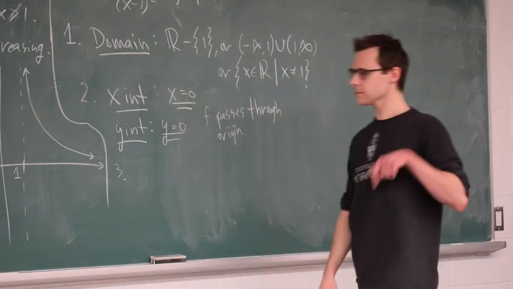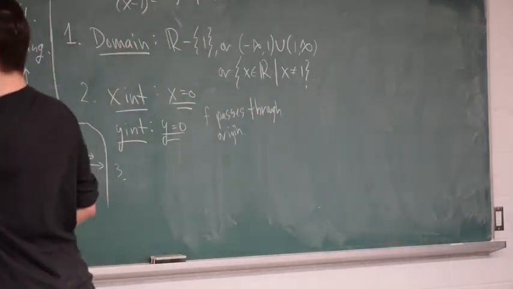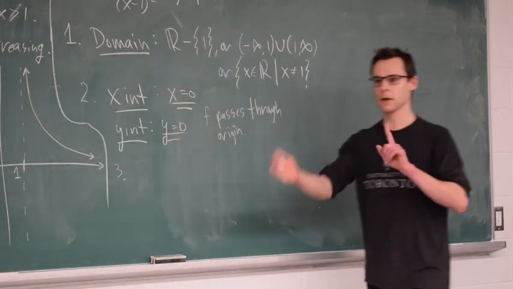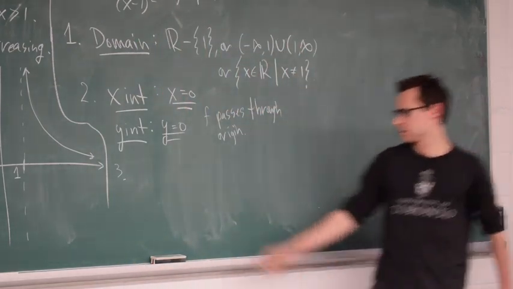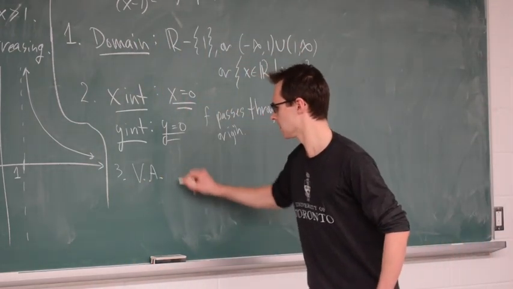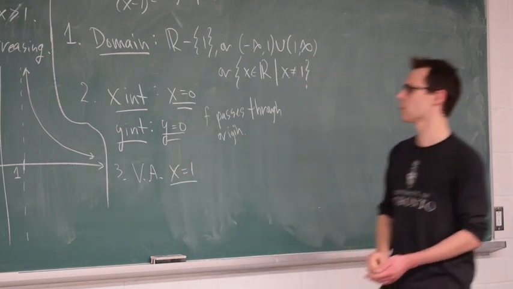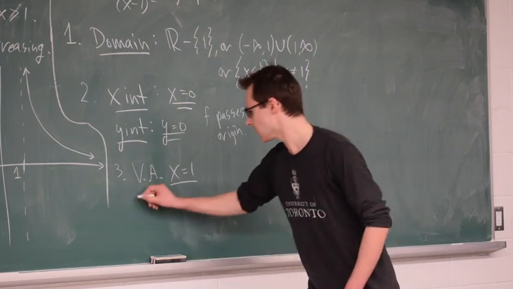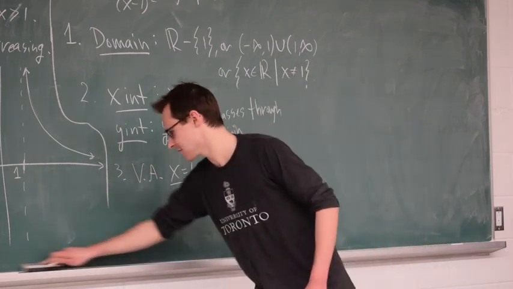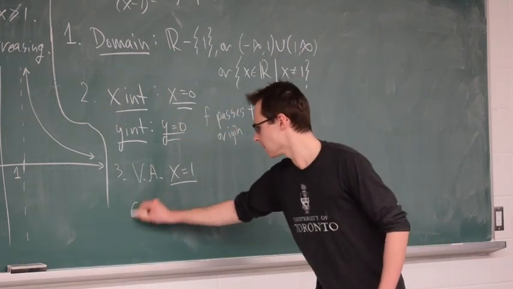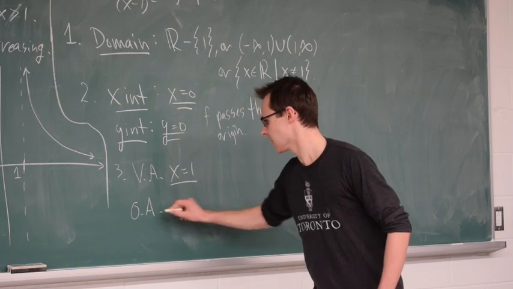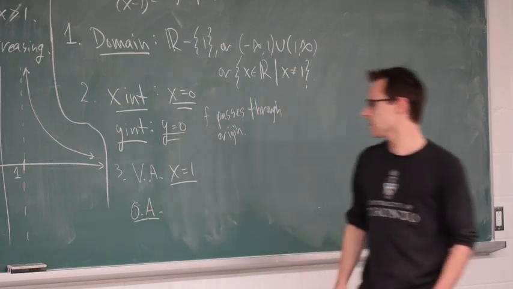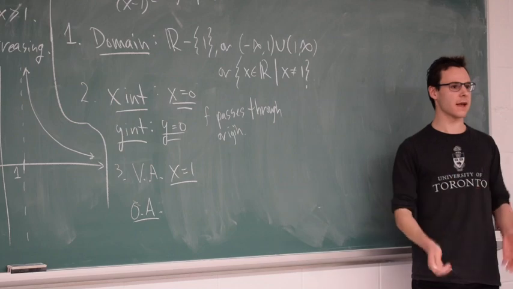Step 3 is asymptotes. So, vertical asymptotes: x equals 1. Very good. You look for the problem point, in this case division by 0. Now, the part that we actually want to do: the slanted asymptotes, or the oblique asymptotes as they're sometimes called. How do we find the slanted asymptote?